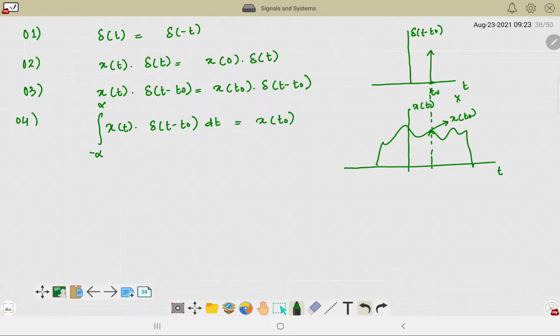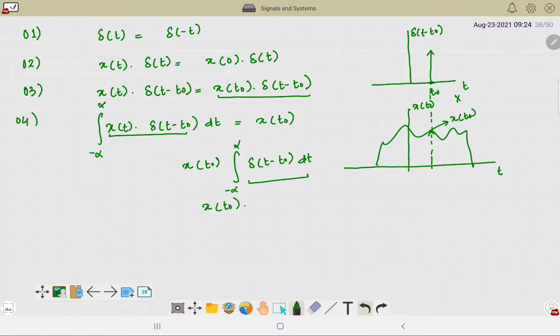Fine. Because if you see x of t times delta of t minus t naught, it is actually equivalent to this. And you can take x of t naught common, so if you integrate this, x of t naught will stay outside, and it will be the integral of this thing only. But you know that the integral of an impulse function, whether it is a normal impulse function or a shifted version, is always equivalent to unity. So you will have x of t naught back.